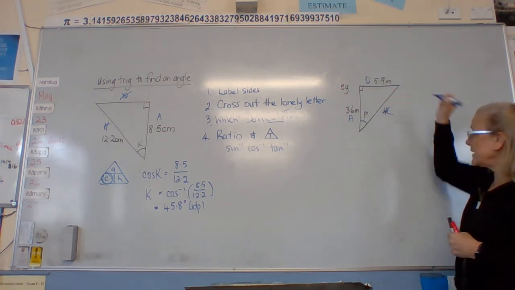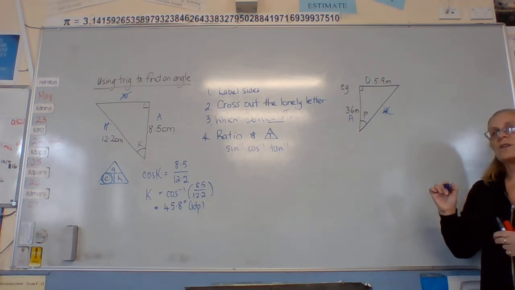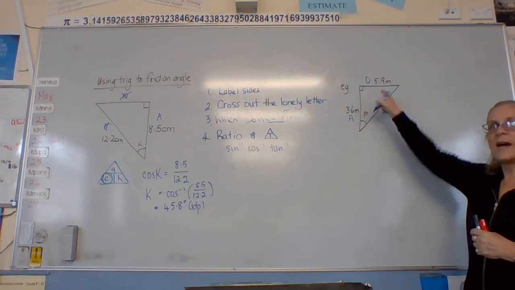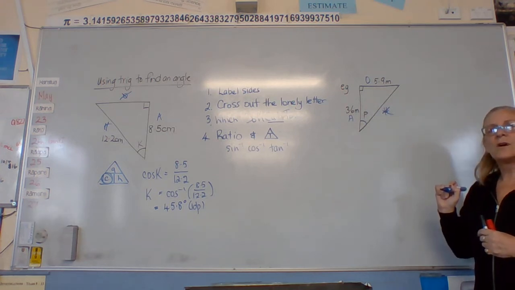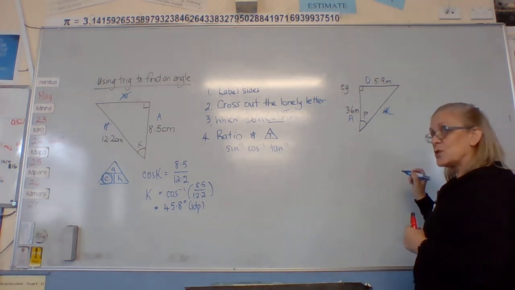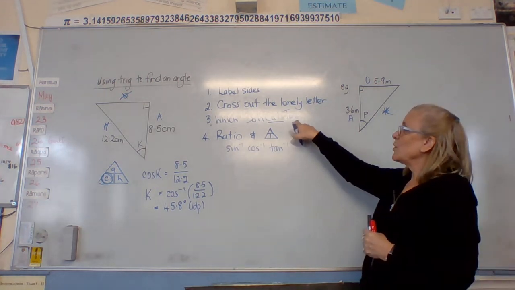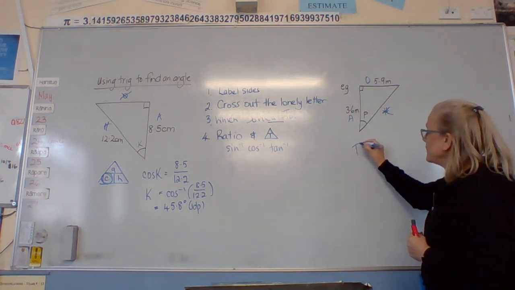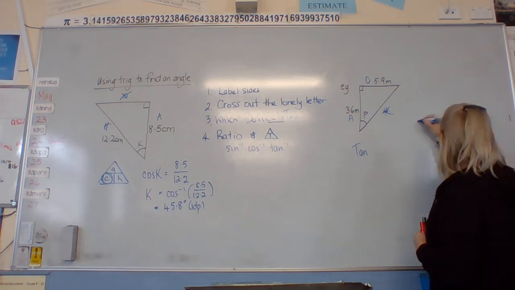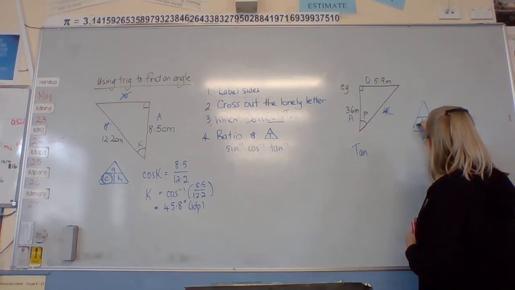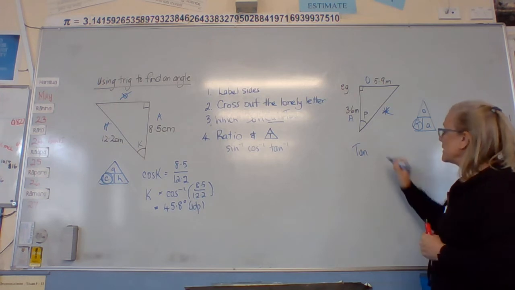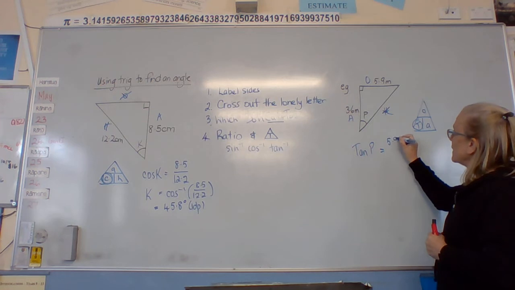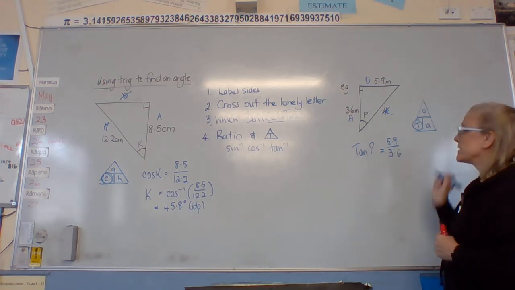Okay, so we cross out H. Which trig do we have? We've got O and A. Which trig do we have? TOA, right? TOA. So that's tan. We need to put it in our triangle so we can see it clearly. T-O-A, and we're finding this one. Tan of P equals O, 5.9 over 3.6.